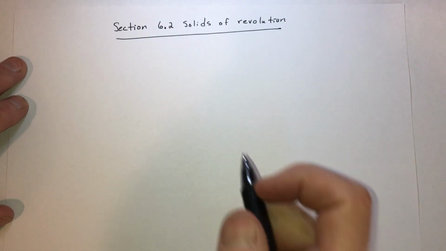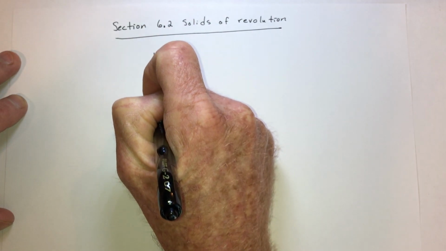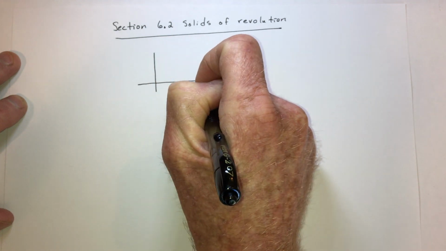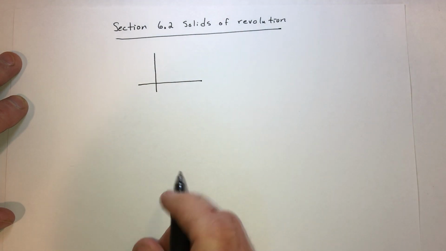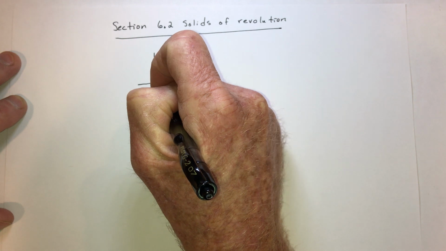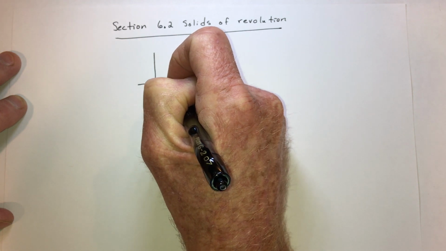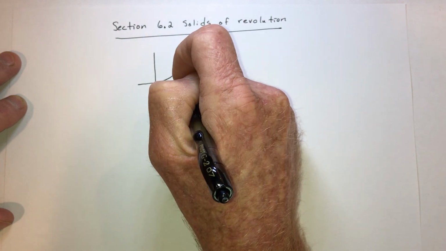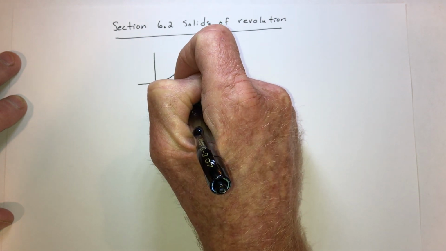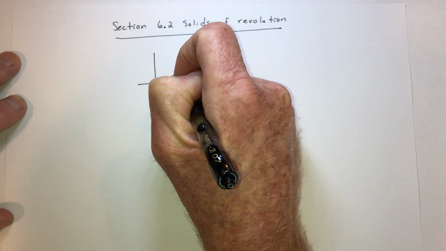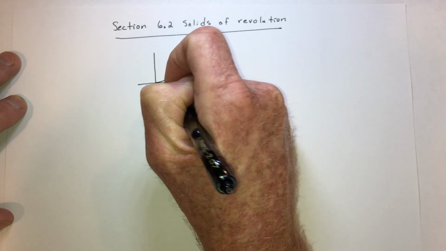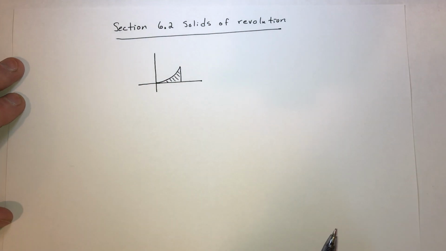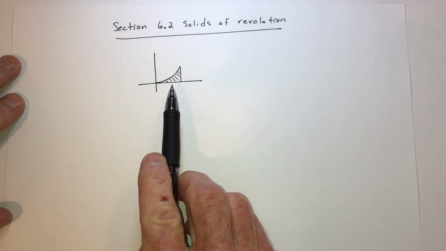Solids of revolution. What that means in terms of calculus is, suppose that you have some shape, like I'm going to use a piece of a parabola. So this is just part of y equals x squared. And then you take that shape right there, take that area, and of course the area is in 2 dimensions.